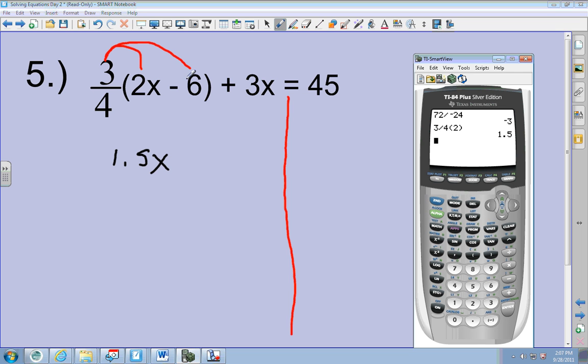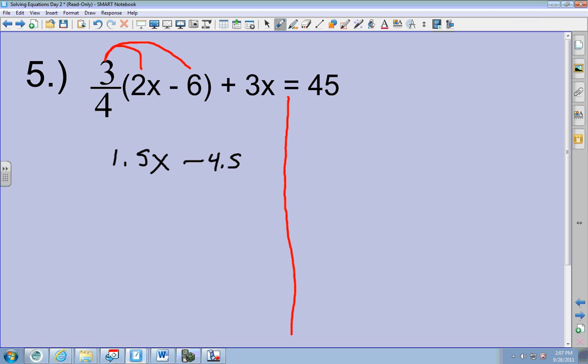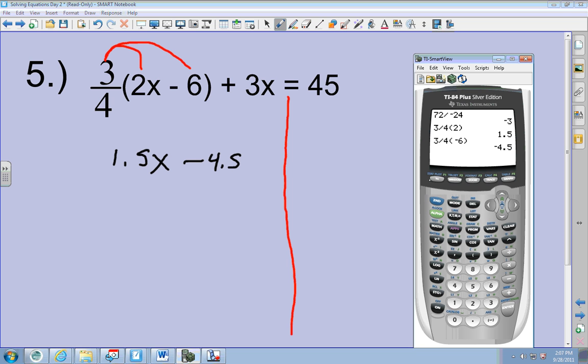Now, 3/4 times negative 6. So take and put in here 3, divide 4. Don't put the x, though, okay? Put the parentheses, and then negative 6, parentheses, press enter. So now we have negative 4.5. So I'm going to go up here and put negative 4.5. Okay, see, because remember we did this, but there's no x with it, so this is what we have.